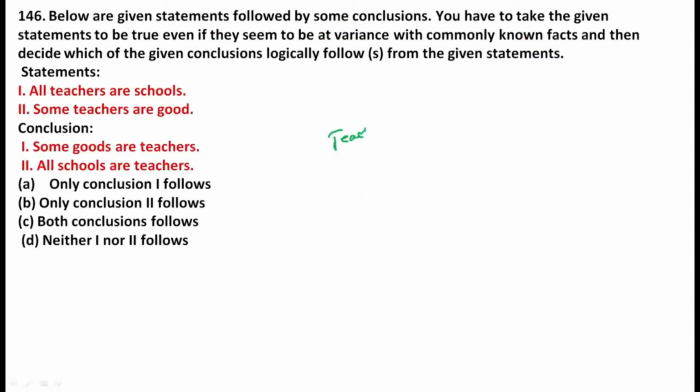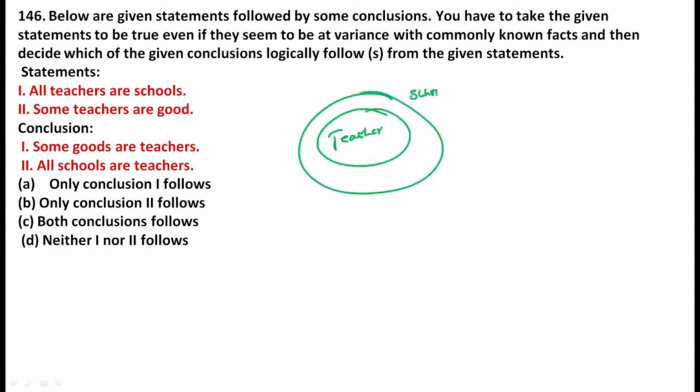All teachers are schools. Some teachers are good. So you need to represent the diagram based on the statement. Guys, you just identify which of the following conclusions follow from the diagram. Some goods are teachers. Of course, guys, there is an intersection between good and teacher. Absolutely, it follows.